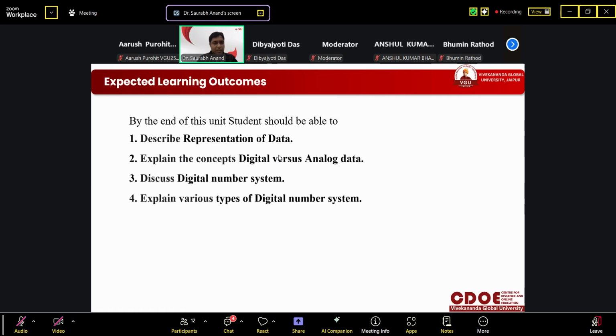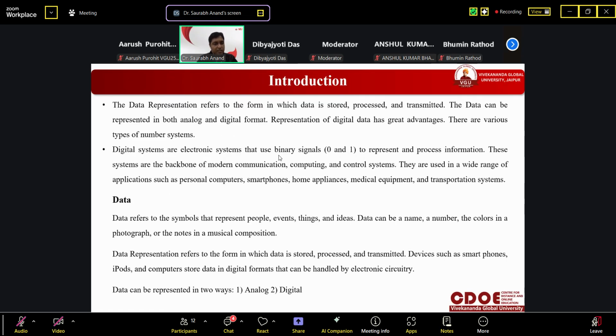So let's begin with the topic, that is the introduction of data, in terms of analog and digital. So first we should know what is data. Data is nothing but the required information, right? And this data is stored, processed and transmitted. Before transmission of any data, what do we do? First, it should be stored somewhere, right? And if it is stored, then before transmission, we have to process that.